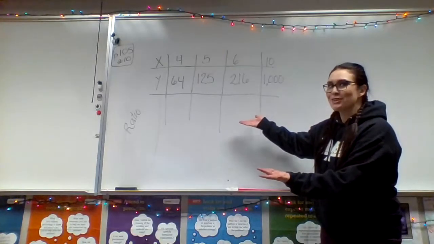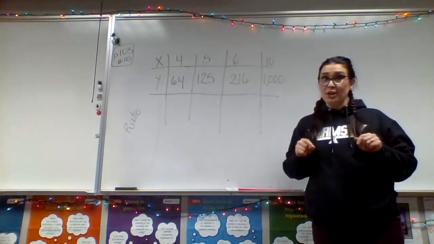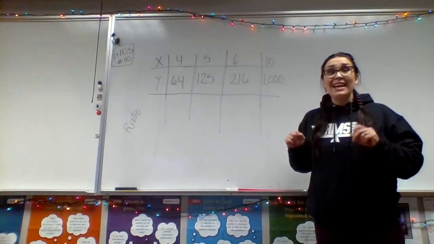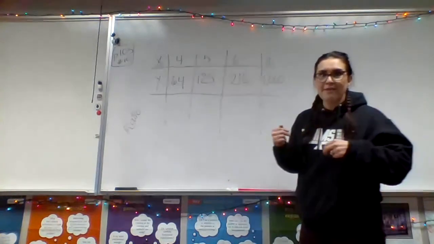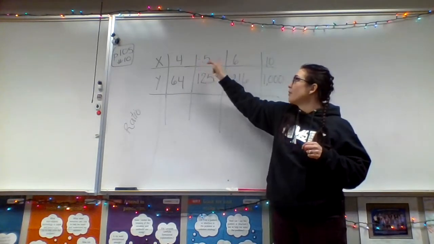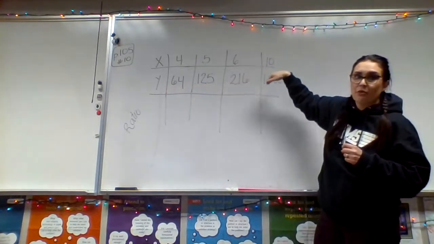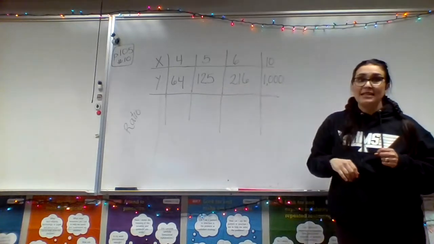So please, let's check out page 105 and number 10. All right, my friends. All I did is copy the same table that's in your book on page 105 for number 10 onto the board. It gives us two different components of that table, right? We have our X values across the top, 4, 5, 6, and 10. And then we have our Y values, which are the second row of our table, 64, 125, 216, and 1,000.